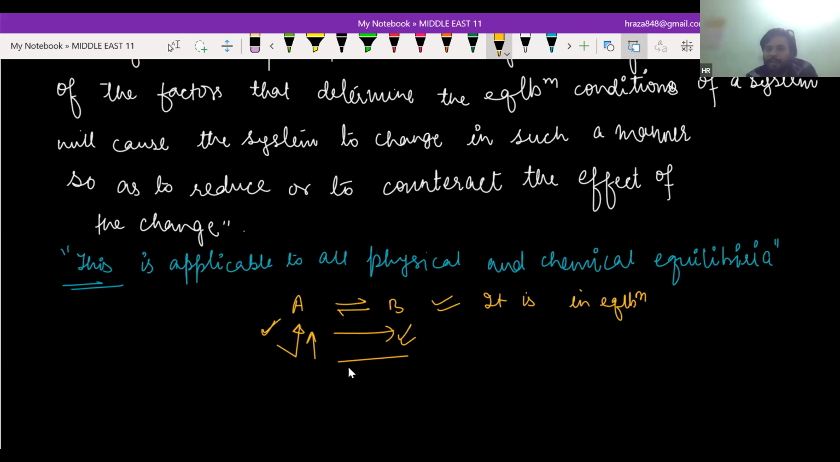So what does this principle say? Whenever you try to change the equilibrium by adding some external agent, the system will try to nullify the change. Are you getting my point? Yes, sir. Saif, so can you explain the example again, what you just said?